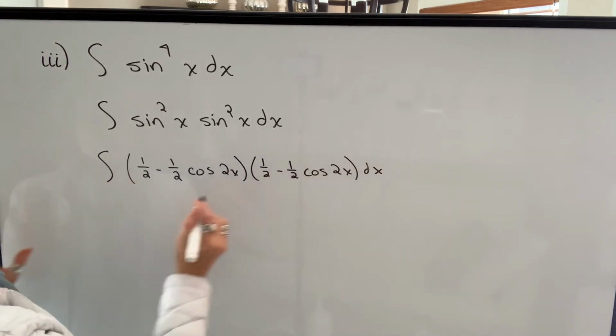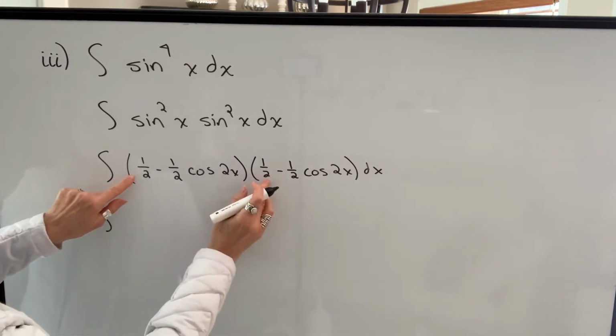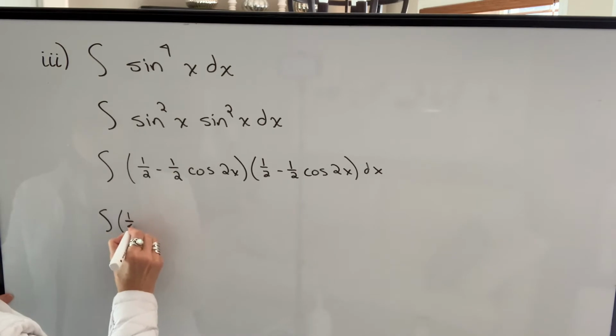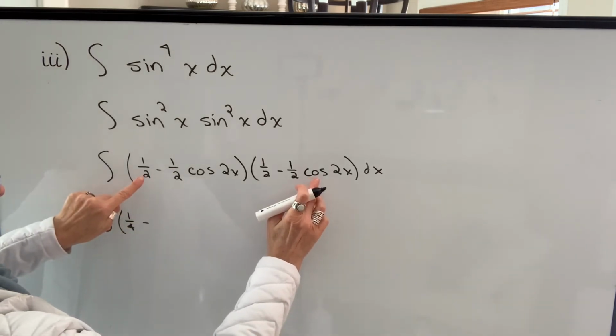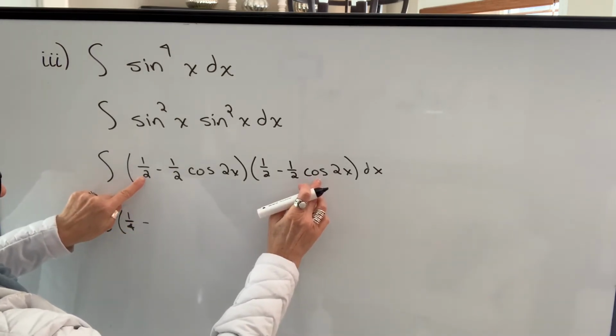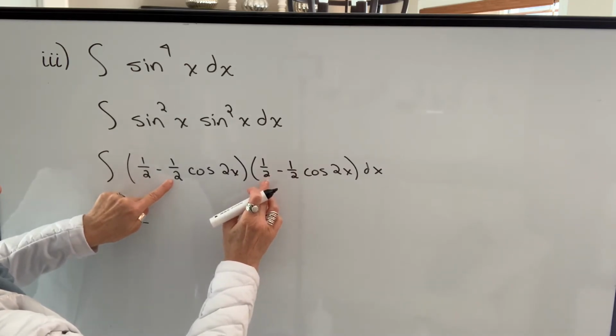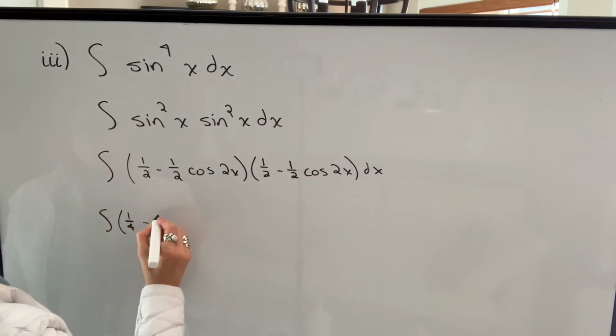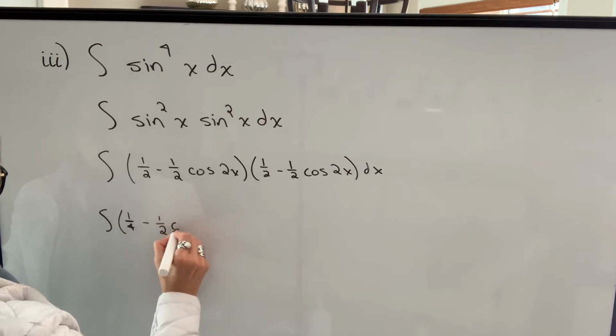Now I'm going to FOIL this. So 1/2 times 1/2 is 1/4. I will have minus a negative 1/4 cos 2x minus 1/4 cos 2x, which would be 2/4 cos 2x, which is 1/2 cos 2x.